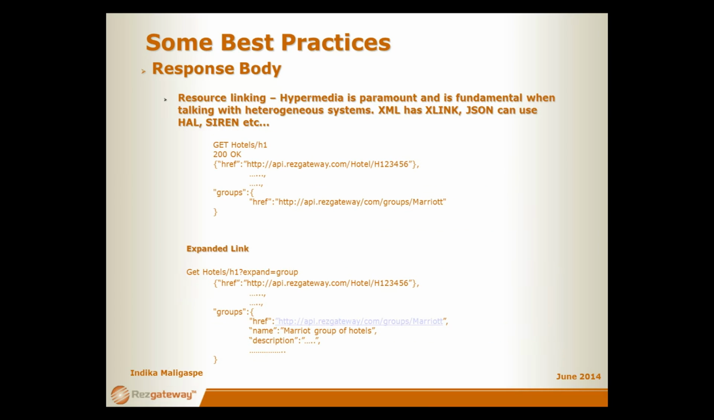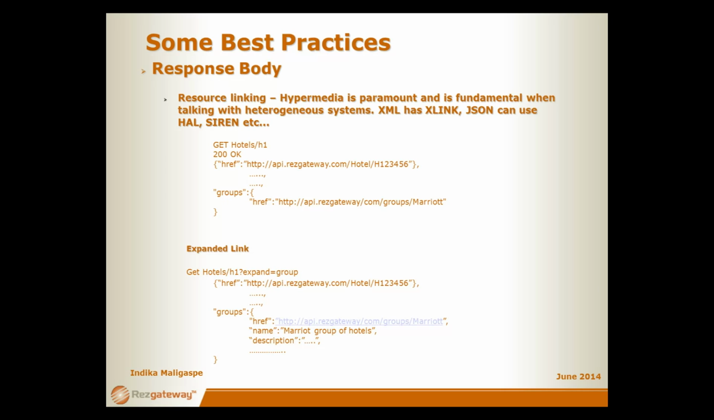Resource linking. We normally say hypermedia. It's key that you can talk to different systems or different hypermedia itself using links. So for example, if you take an HTML, you have links to CSS, JS. So these are links. And in a resource model, for example in your REST service, you would need to link with other resources from your current resource. For example, if your current resource is a hotel, then you would need to link to maybe which group this hotel belongs to, or maybe the attractions nearby. So these are different links which you need to link up with.